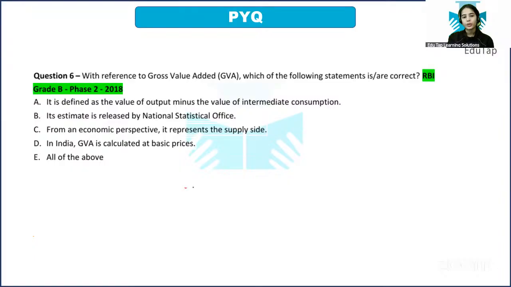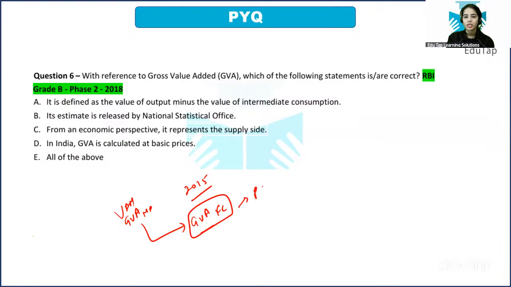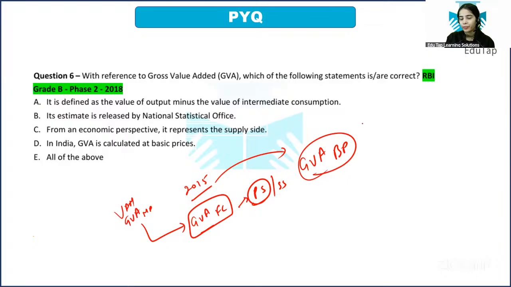See, through the value added method, GVA is taken at GVA at MP, but till 2015, GVA at MP was converted into GVA at FC to see the production side, to see the supply side. In 2015, it was decided that now we will take the GVA at basic price to see the producer side.